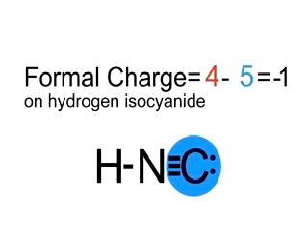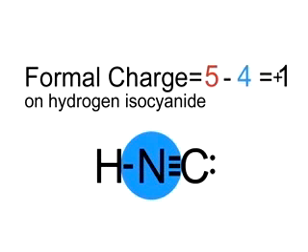In hydrogen isocyanide, the formal charge on carbon is -1. The formal charge on nitrogen is +1. Because the formal charges are non-zero in hydrogen isocyanide, we can predict that this isomeric form is less stable than hydrogen cyanide, as found to be the case.